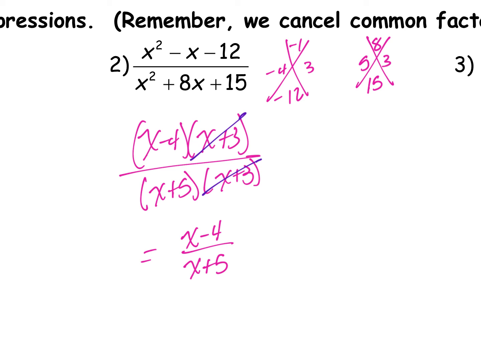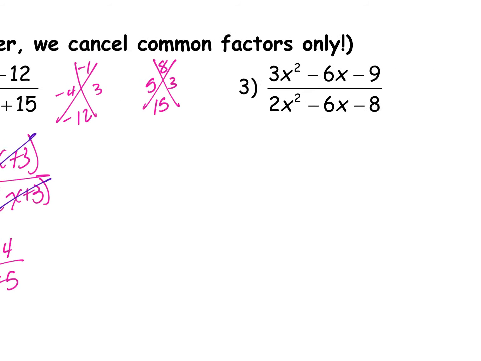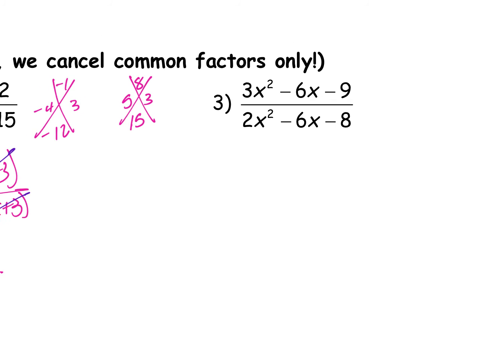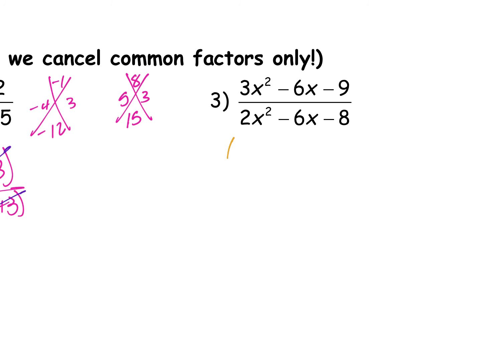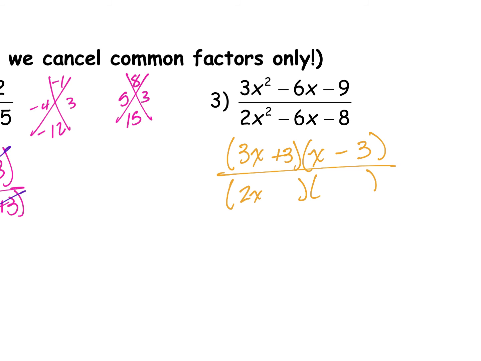Awesome. Okay, number 3. My top is going to factor to 3x and x. We got a negative 3 and a positive 3, negative 9 minus 3 is negative 6. Okay, beautiful. And then in the bottom, let's see, we're going to have a 2x and an x.